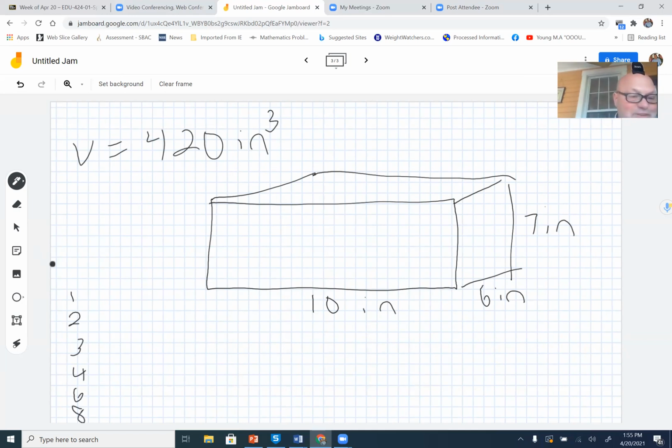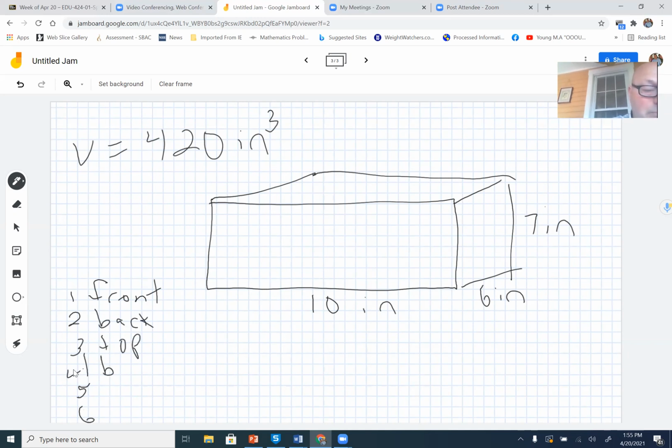Well, why did I do that? I started counting by twos. My goodness gracious. Let me erase those. Sorry about that. Okay, so 4, 5, 6. The next thing we do is we want to name each side. So I'm going to call them front, back, top, bottom, left, and right. Now we find the area of each side.